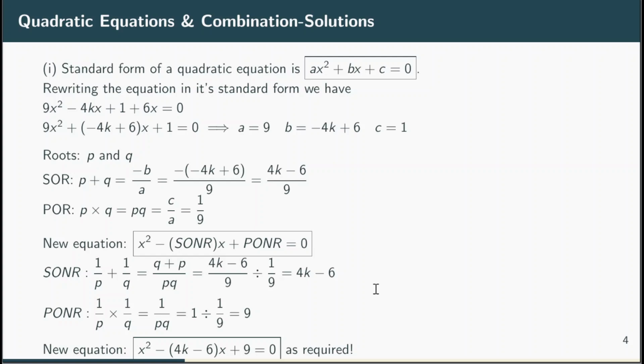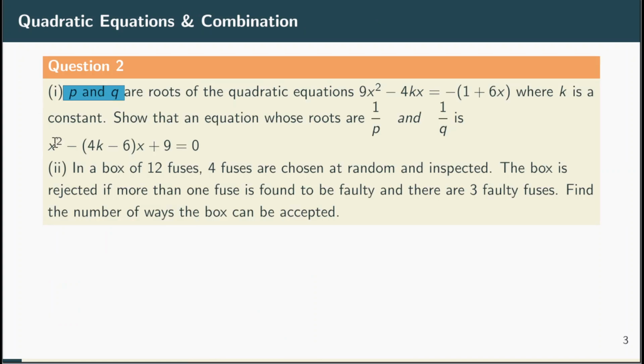Okay, now the second part of the question is a question on combination. In a box of 12 fuses, 4 fuses are chosen at random and inspected. So we have 12 fuses in that box, and with the 12 fuses, 4 fuses are chosen from that box at random and they are inspected. And we have been told that the box is rejected if more than one fuse is found to be faulty. Very, very important: the box is rejected if more than one fuse is found to be faulty. That means the box will be accepted if one or no fuse is found to be faulty.